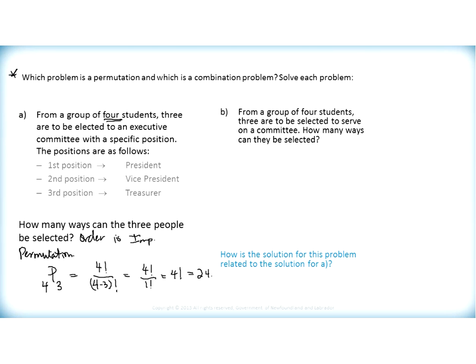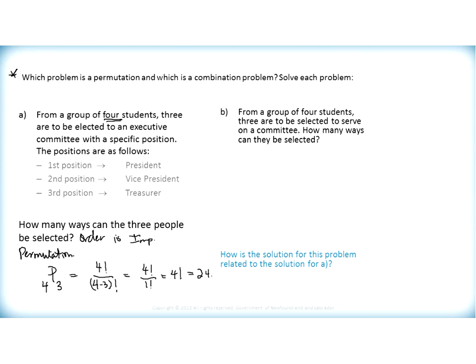From a group of 4 students, looking at B now, from a group of 4 students, 3 are to be selected to serve on a committee. How many ways can they be selected? For B part, we're looking at the number of ways of selecting 3 students out of 4. Without regard for order now, we're just choosing any 3 students from the 4.